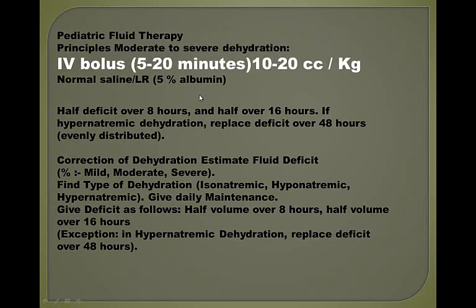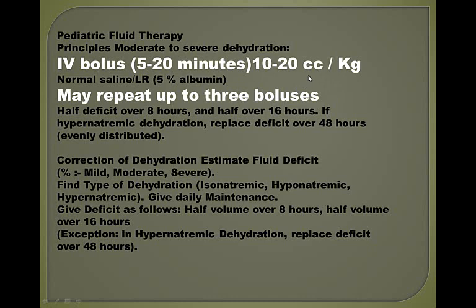When you have pediatric fluid therapy, you need to keep in mind that an IV bolus for a child is always 10 to 20 milliliters per kilogram, and it's usually 20 milliliters per kilogram. And that it's going to be normal saline or lactated Ringer's. Remember, you never want to bolus potassium unless you are working on death row, because you will kill your patient. You can repeat up to 3 boluses. Generally, pediatricians will replace half of the deficit over 8 hours and the other half over 16 hours.